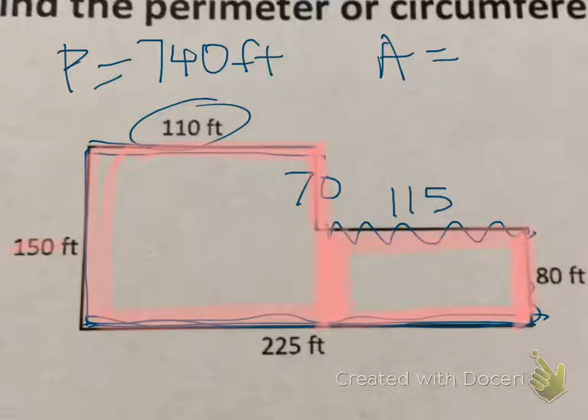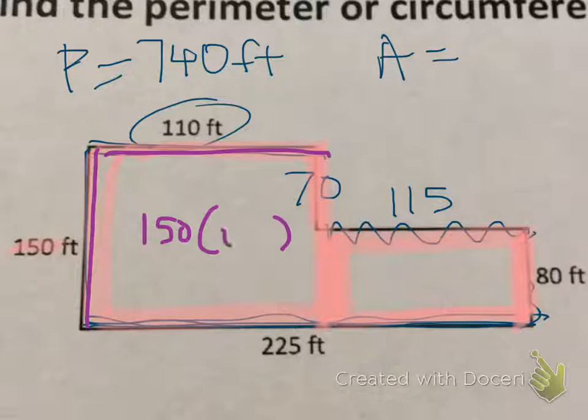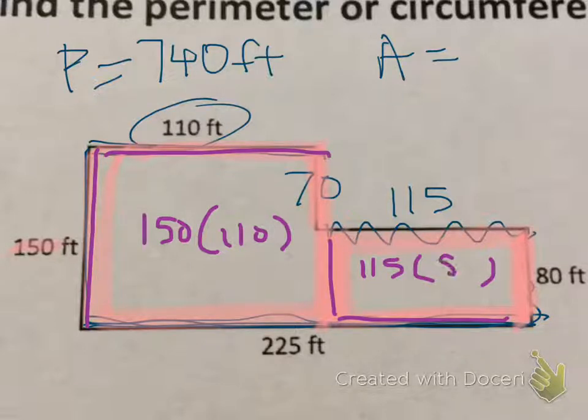So I know that my area formula is length times width on this. So my length of this is pretty clear. It's 150. And then times by 110. So that's going to give me the area of this one. Then I got to do the area of this little guy over here. So I'm going to go, the length is 115 times the width, which is 80. And if I add those two together, then I'm going to get the area of the whole thing.